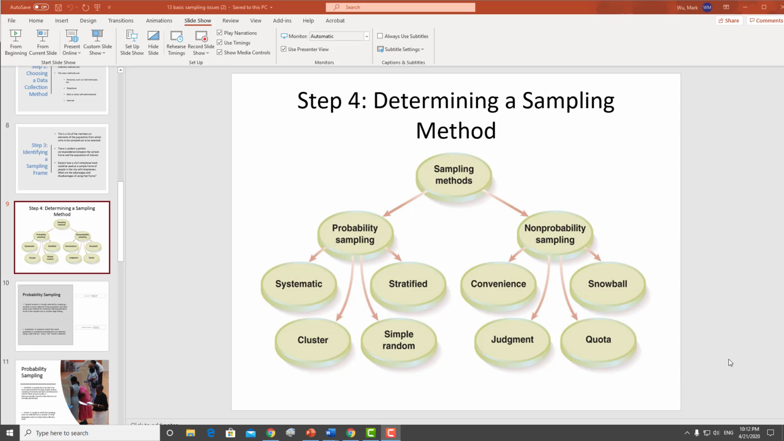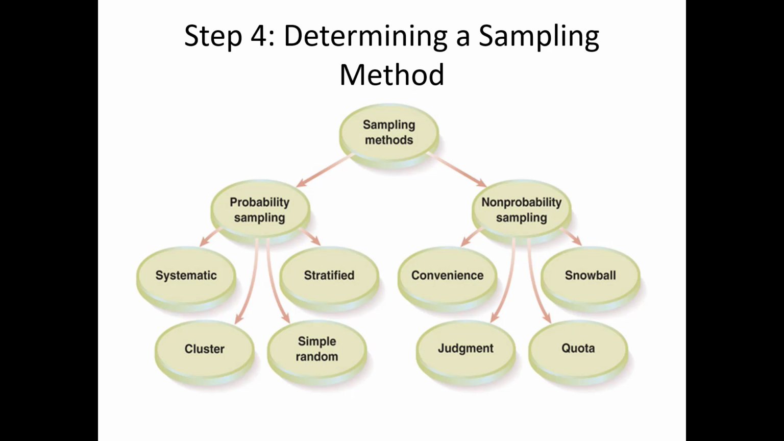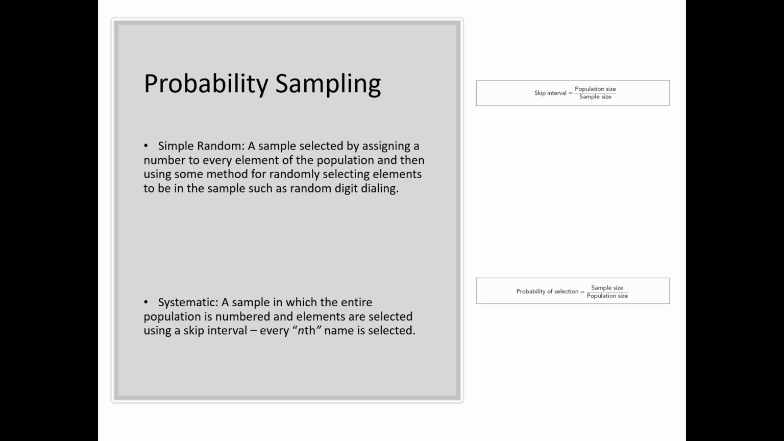Okay, let's continue with our discussion about the sampling. Step number 4, determining a sampling method. We have two different categories of sampling methods. On the left side, we have probability sampling, which consists of 4 different types of sampling methods. And on the right-hand side, we have non-probability sampling methods. We also have 4 different kinds. We'll go over one at a time.